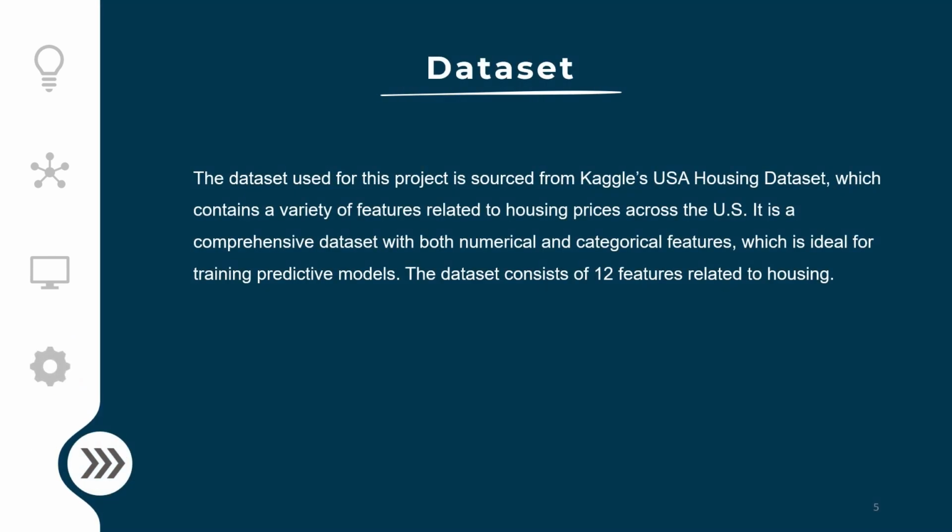And now talking about the dataset. The dataset that we have used is sourced from Kaggle's USA housing dataset. You may ask why we are using this dataset. It is because it's comprehensive and covers various factors that influence house prices and includes both numerical and categorical features. The dataset contains 2000 rows and 12 columns.